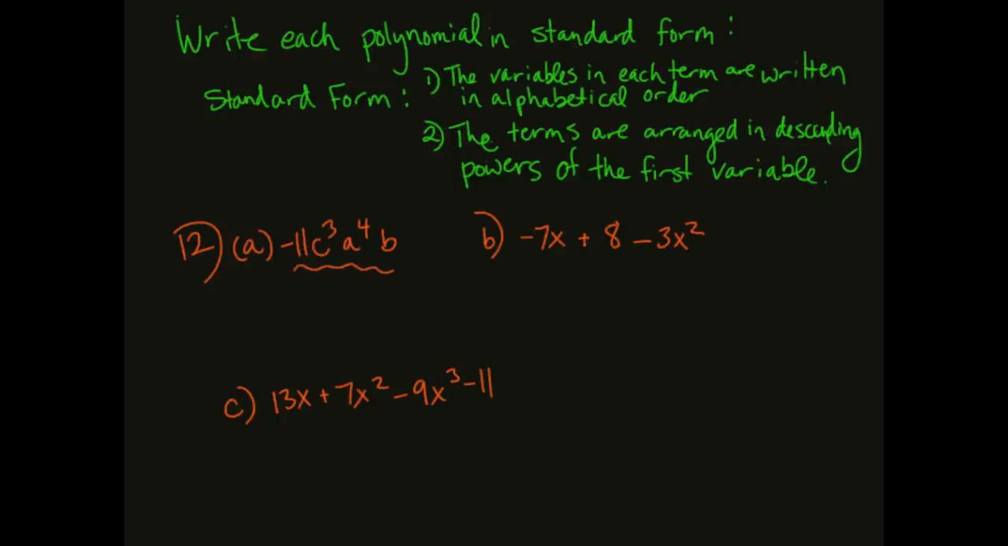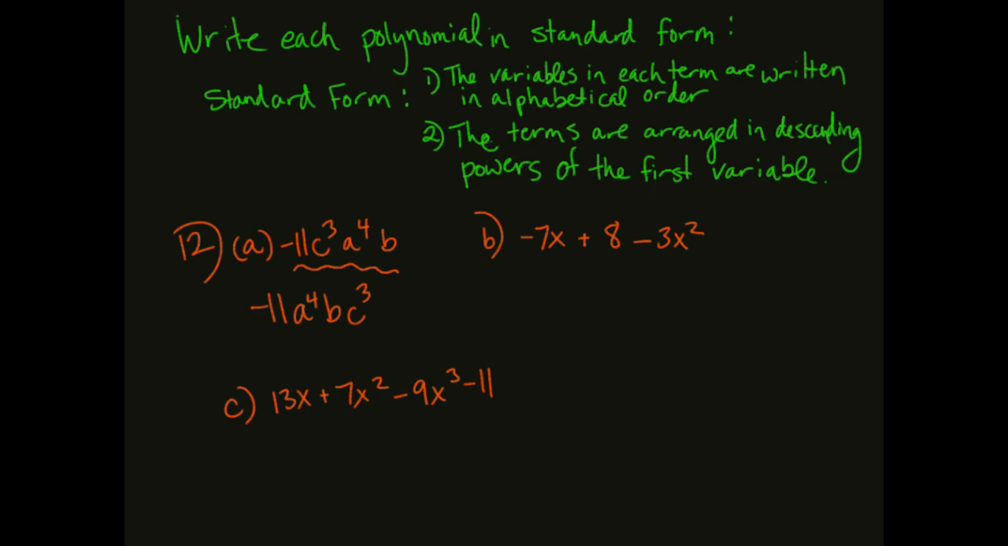There's only one term here, believe it or not. It's just a product of a bunch of different factors, right? So the only thing I need to rearrange is alphabetically, I need to put a to the fourth first, then b, then c to the third, and then the real number goes first.